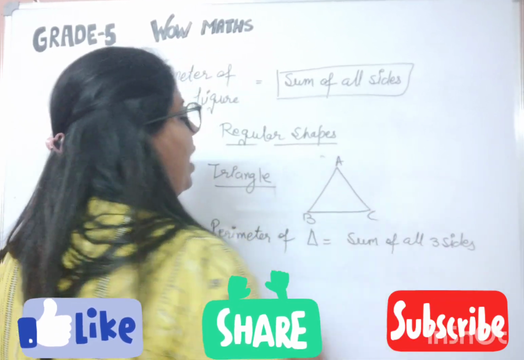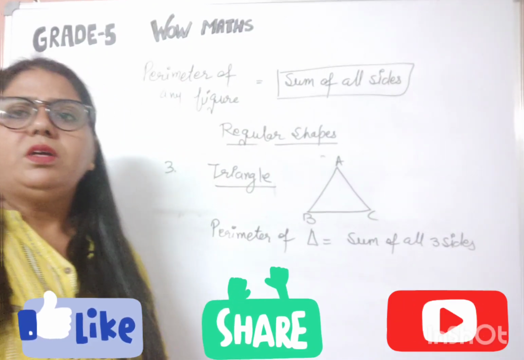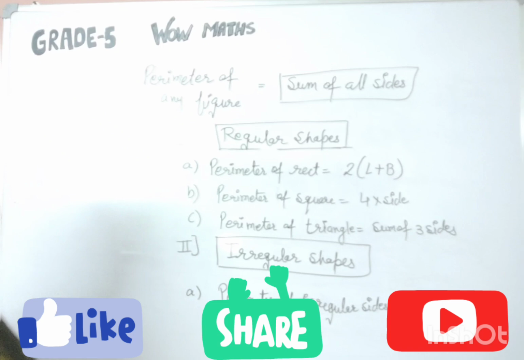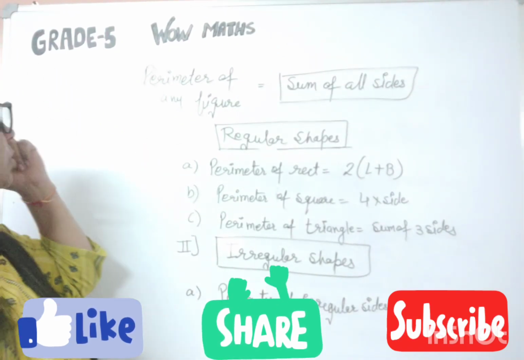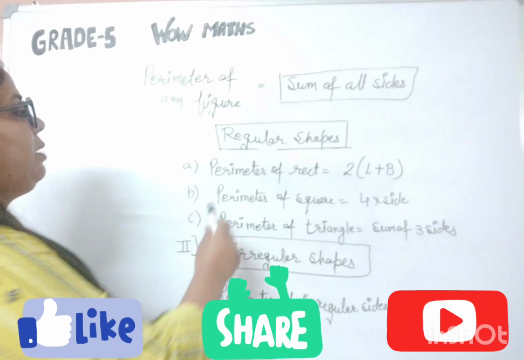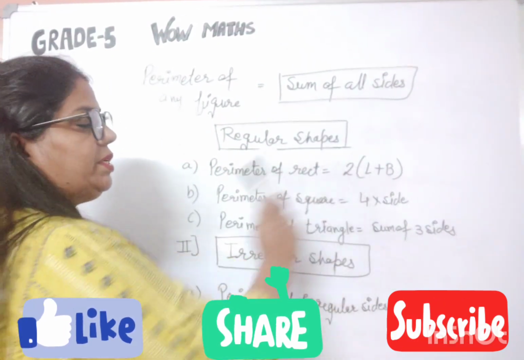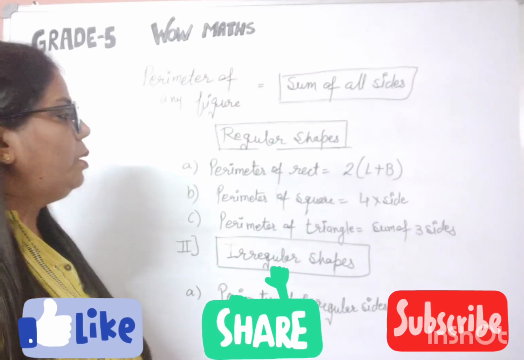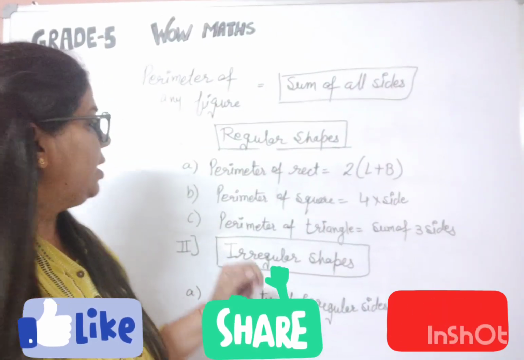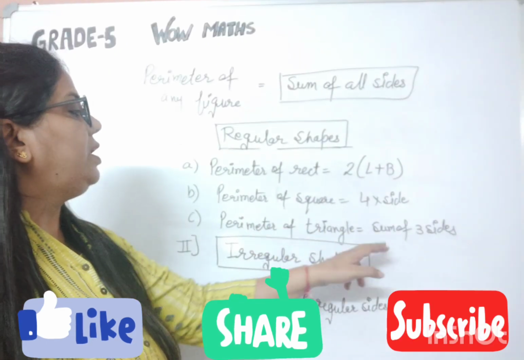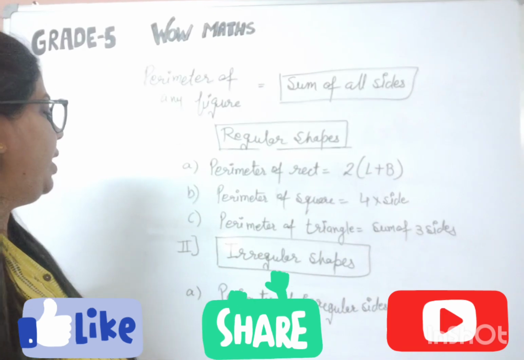So we are going to add all three sides and we will find the perimeter of a triangle. So now let's sum up the perimeter of regular and irregular shapes. To find the perimeter of regular shapes, the perimeter of the rectangle is 2 multiplied with length plus breadth. L represents the length and B represents the breadth. The perimeter of the square is 4 multiplied with side, and the perimeter of a triangle is the sum of three sides, and by this we can find the perimeter of a triangle.